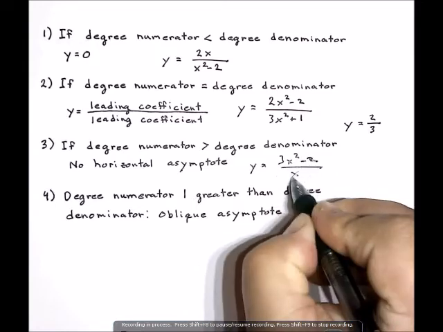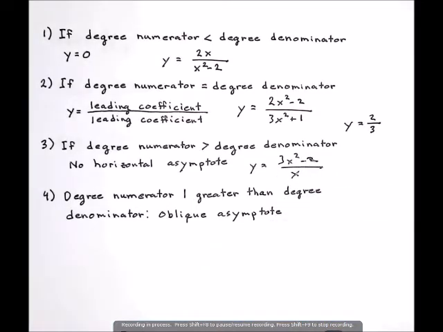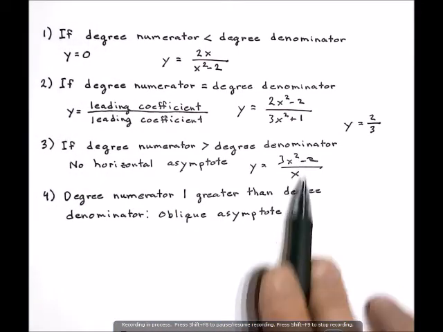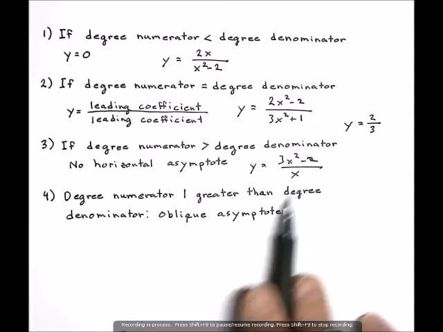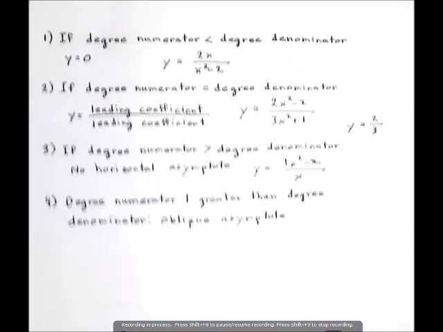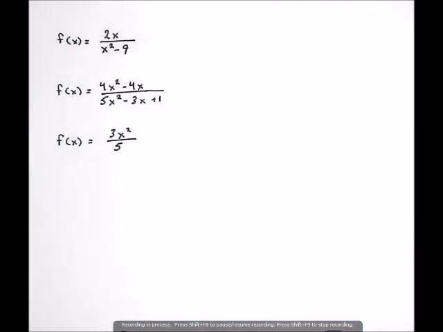So in that case, there would be no horizontal asymptote. However, if the degree in the numerator is 1 greater than the degree of the denominator, I have something called an oblique asymptote. And we'll get into that a little bit later, and I'll show you how to do those. But for now, let's just see what kind of horizontal asymptotes we have with a few equations.